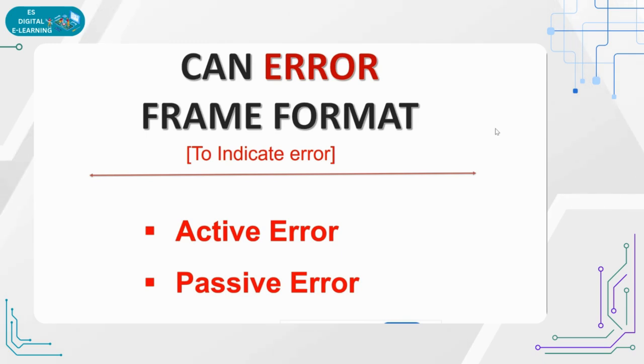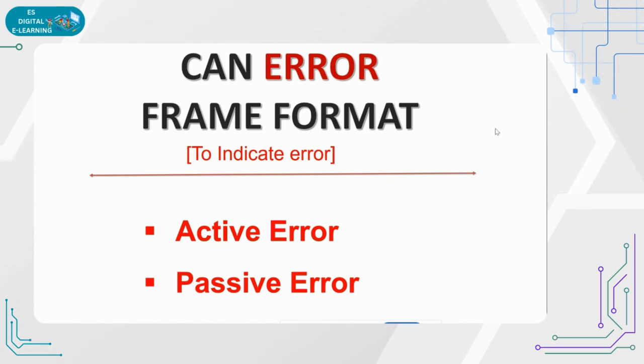So here the errors have two types: active error and passive error. You can write down CAN error frame, CAN errors. You can write the heading CAN errors: active error and passive error.